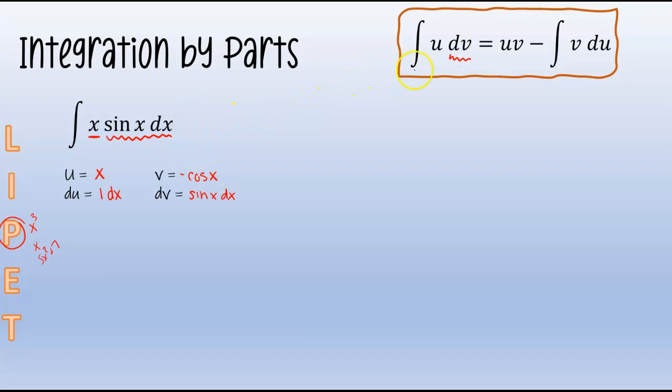We now follow the formula. So we want u times v. My u is x, my v is negative cosine of x. And here is another great instance why we would want this in parentheses. You wouldn't want this to say x minus cosine. It's x times negative cosine. So that's our u and our v, minus the integral of v, that in our case is negative cosine, times the derivative of u. Our derivative of u is 1 dx.